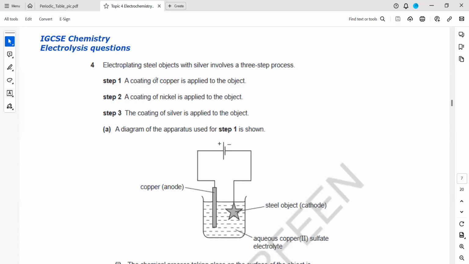So topic 4, which is about the electrochemistry or electrolysis questions. Electroplating a steel object with silver involves three steps. Step 1, a coating of copper is applied to the object, then a coating of nickel is applied, and then a coating of silver is applied. So the coating is done in 3 different parts.